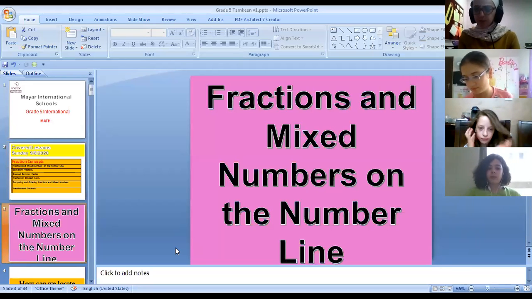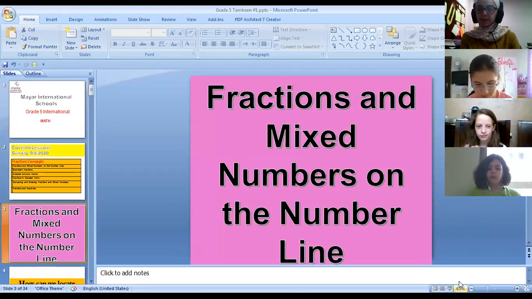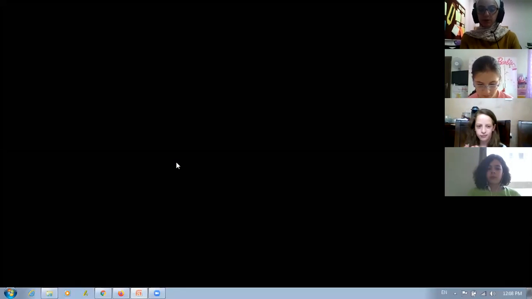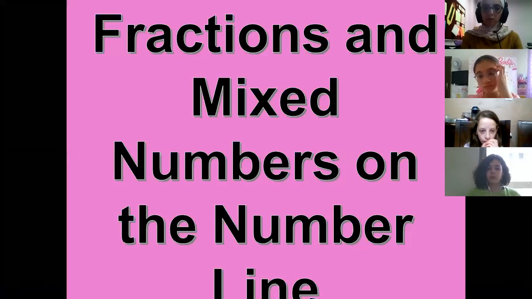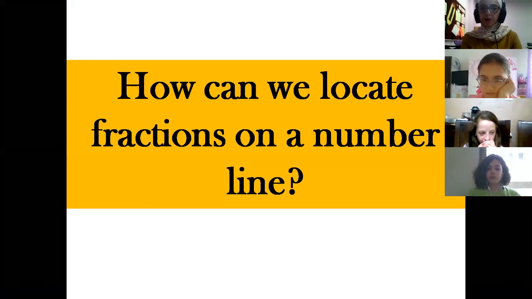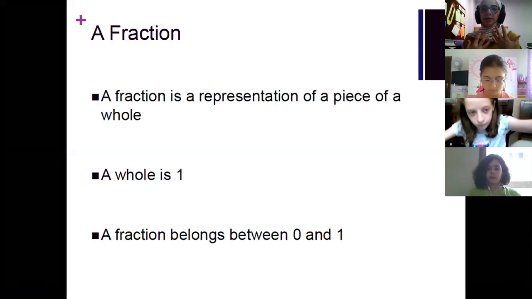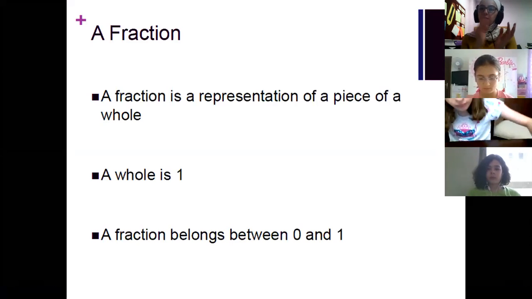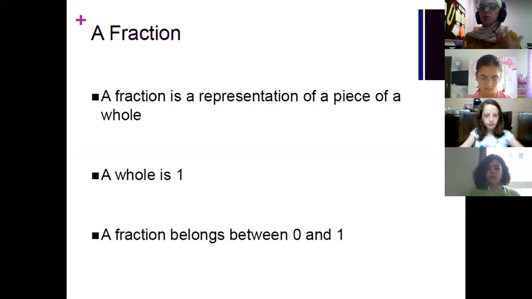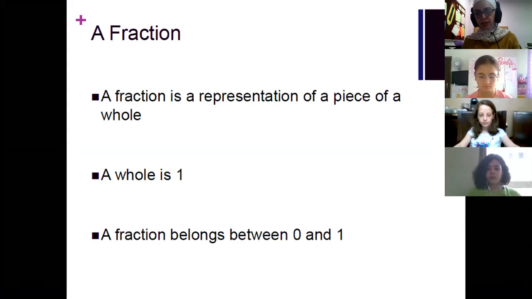So first of all, we're going to start talking about fractions and mixed numbers on the number line. When we need to draw fractions or locate any fraction on the number line, you should know that a fraction is a representation of a piece of a whole. As we usually say, when you have a whole cake and you cut it into pieces, each piece of the cake represents a fraction.